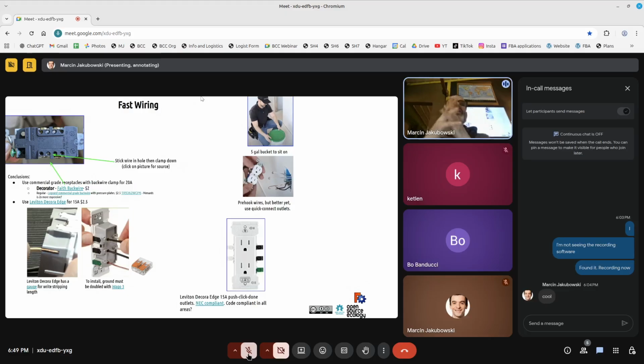So, fast wiring. What's fast wiring about? Typically in standard outlets, you have to take your wire, strip it, and then curl it and put it around a screw and then tighten down the screw. Well, here you stick in the wire, flip the lever down, and you're done. So this is so good. And then you can take it right out too.